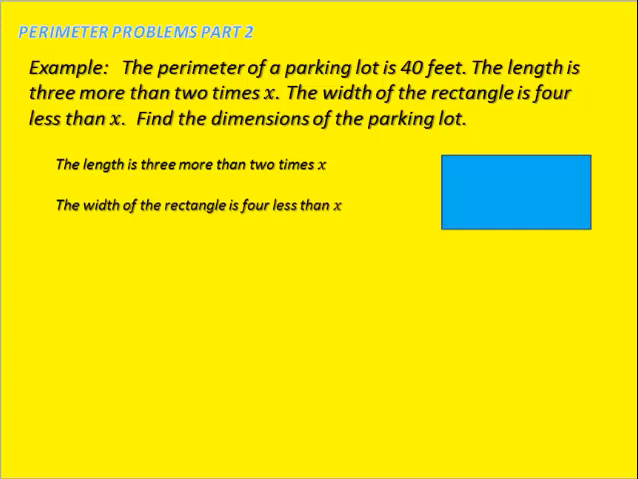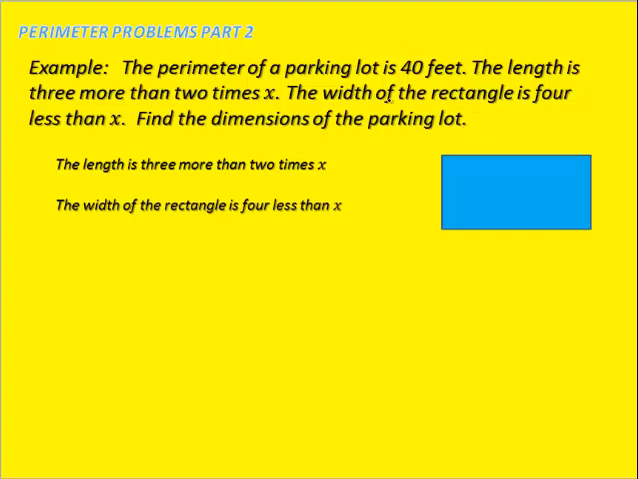Okay, so let's go ahead and get started. If you look at this example, take just a moment to read it. Now I'll read it with you. The perimeter of a parking lot is 40 feet. The length is 3 more than 2 times x. The width of the rectangle is 4 less than x. Find the dimensions of the parking lot.